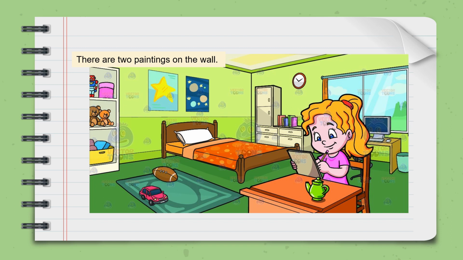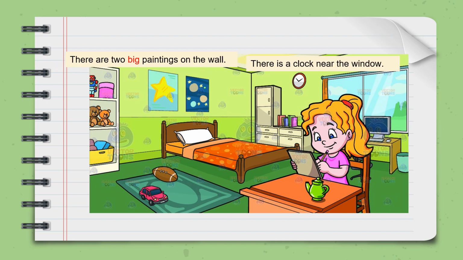Okay, so where should we put the adjectives? Yes, there are 2 big paintings on the wall. The next one, there is a clock near the window. What adjectives would you like to use to describe this clock? It's a round clock. So the new sentence would be, there is a round clock near the window.